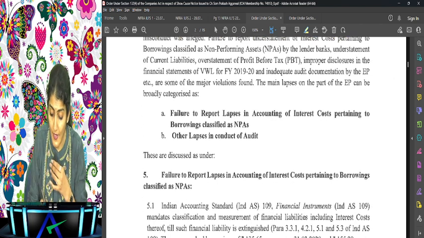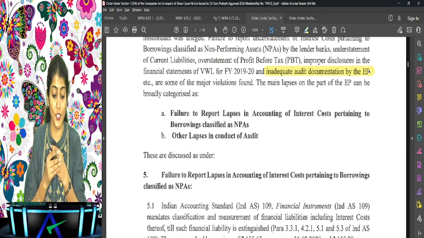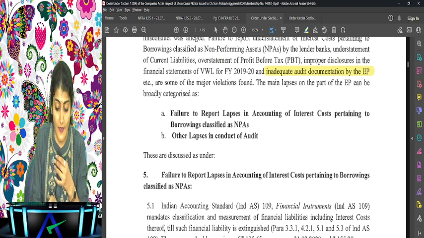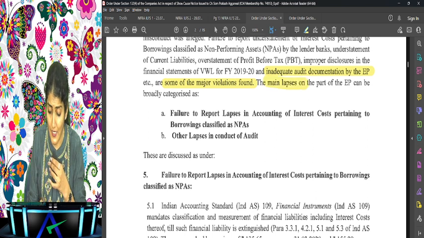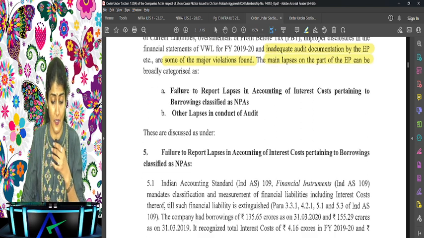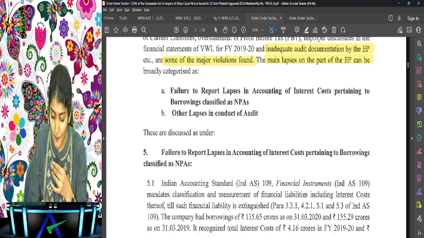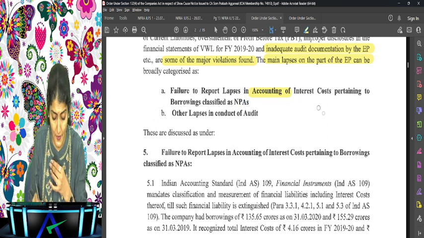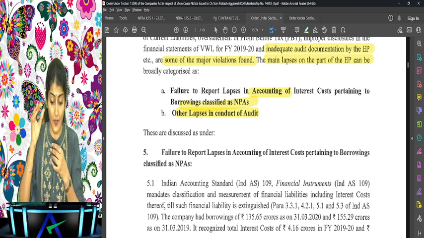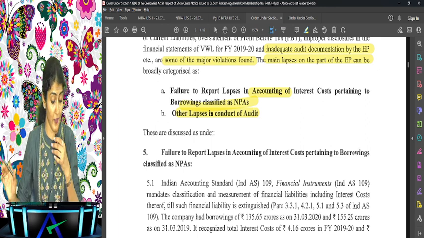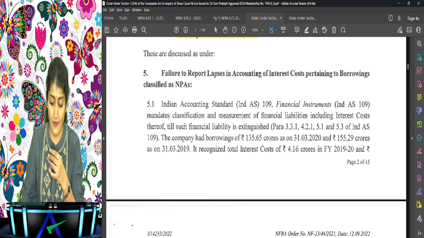And what does it say? Inadequate audit documentation by the engagement partner is one of the violations found. Major violations found: the main lapses on the part of the engagement partner were failure to report lapses in accounting of interest cost pertaining to the borrowing classified as NPA and other lapses in the audit. Right, so the interest expenditure on the borrowing was not recorded. These are discussed as under, right?